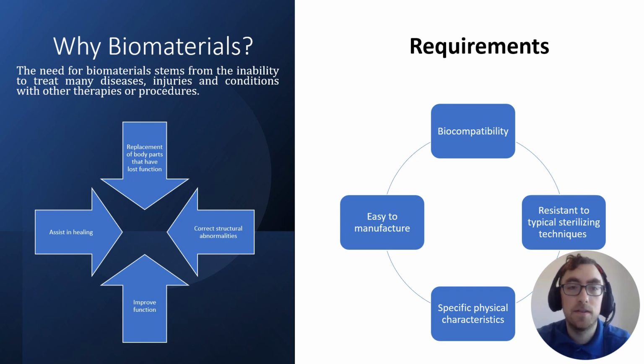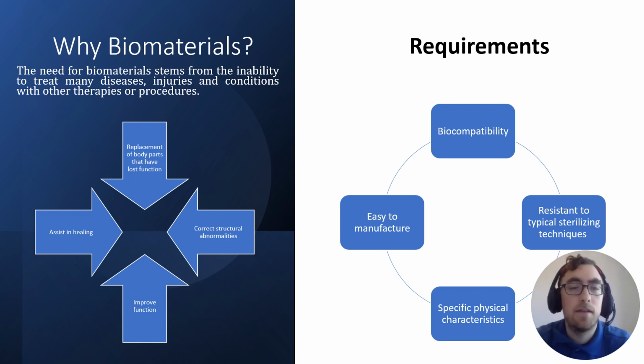A pacemaker and stent are two great examples, as well as replacing body parts that have lost function, such as a total hip replacement or the heart, correcting structural abnormalities, such as through spinal rods, improving function, and assisting in healing through both structural and pharmaceutical effects with sutures and drug release.